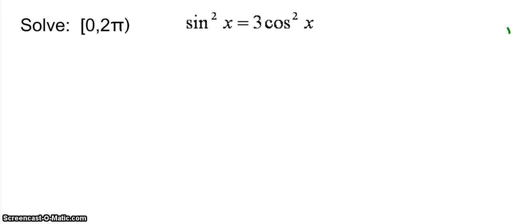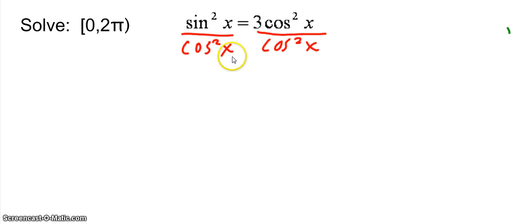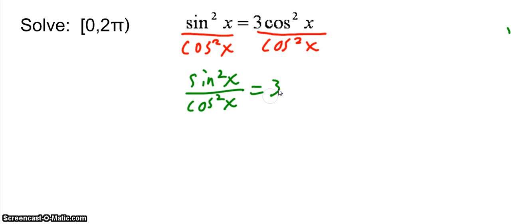And again, I have options. I could divide both sides by sine squared of x, or I could divide both sides by cosine squared of x. I'm going to divide both sides by cosine squared of x. It does not matter, but that's my choice. So I get sine squared of x over cosine squared of x equals 3. But this is where the trig comes in. What is sine over cosine? Well, that's tangent, so sine squared of x over cosine squared of x is tangent squared of x.